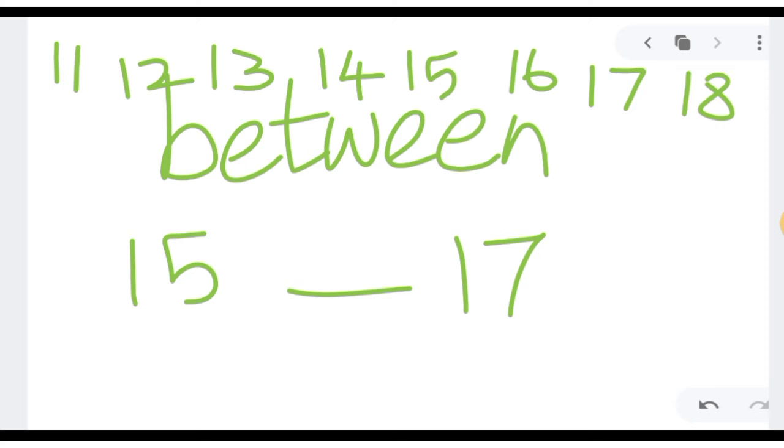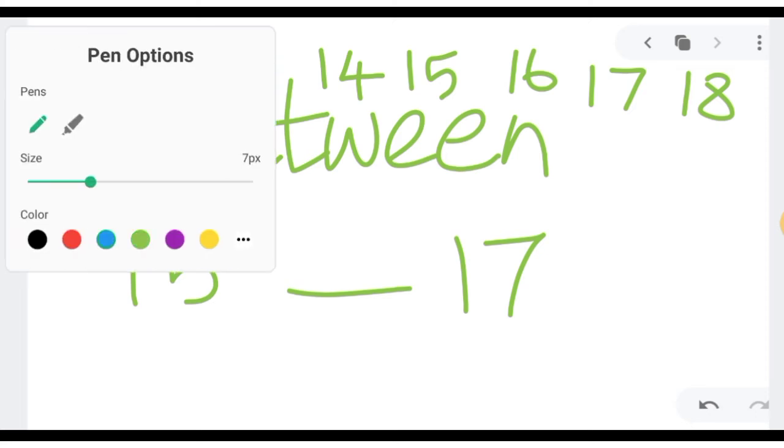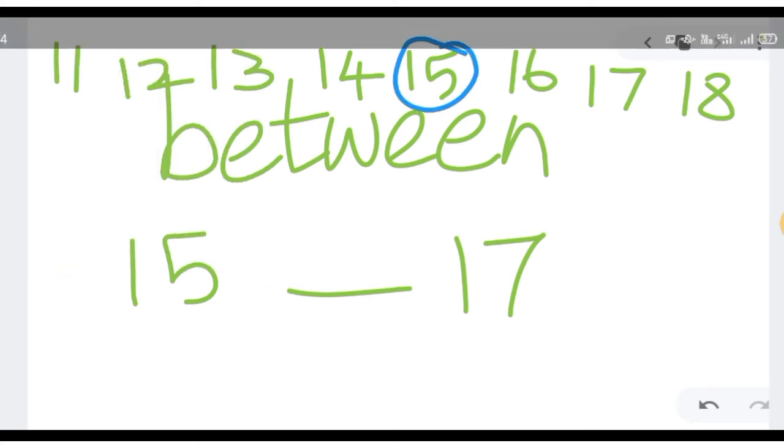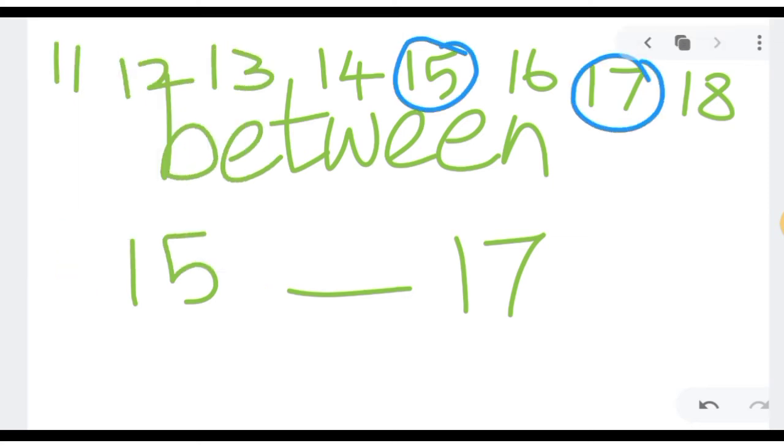So can you tell me where is the number 15 and 17? Yeah, here number 15, here number 17. So what is in between? What number in between? Number 16. We should write it here. Between 15 and 17, number 16 will come. Okay, let's see the next one.